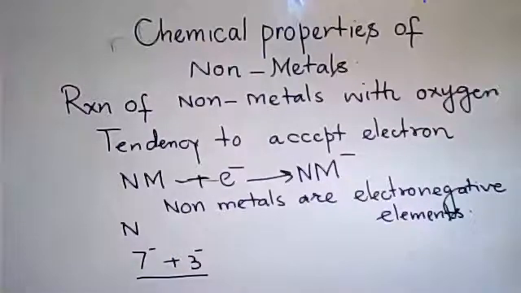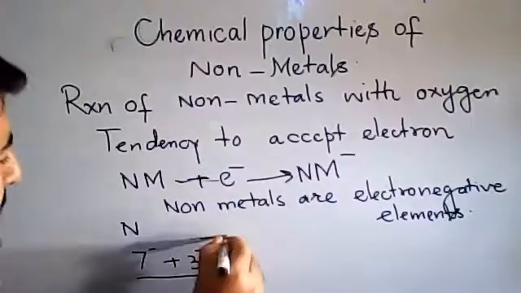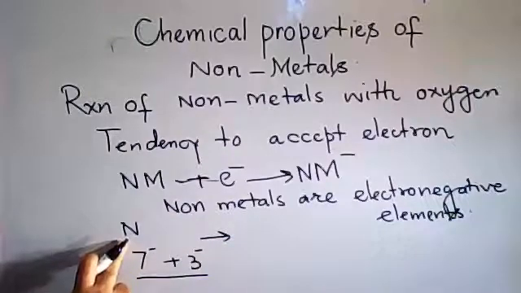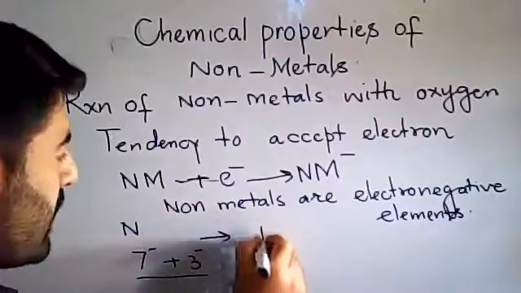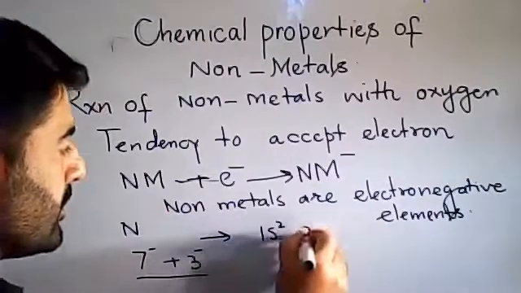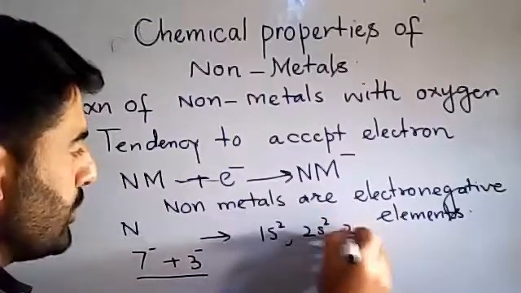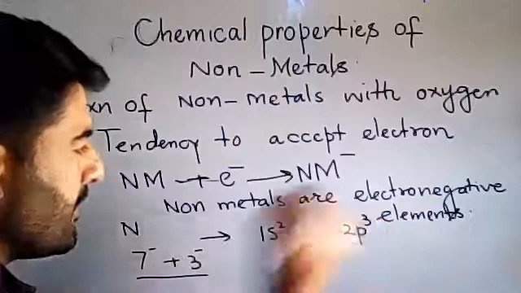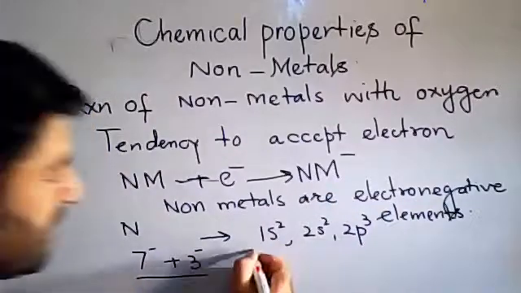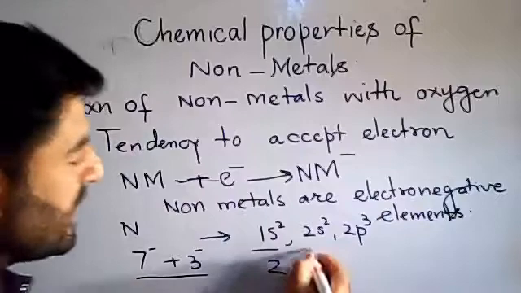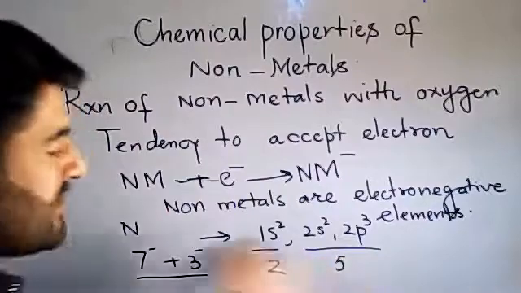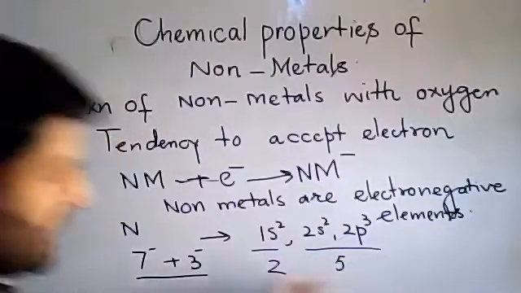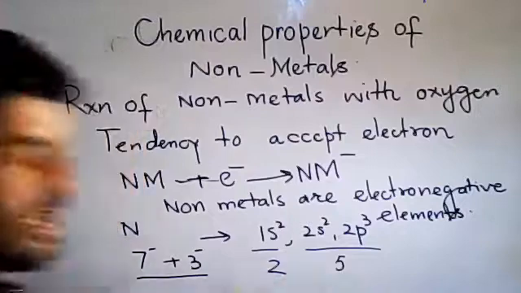So what does octet mean? Octet means having 8 electrons in the outermost shell. So I will try to write the electronic configuration of nitrogen. So nitrogen is having 7 electrons. So I will write 1s2, 2s2, 2p3. Okay, dear? So what is electronic configuration? In first shell, there are 2 electrons. In second shell, there are how many electrons? 5 electrons. 2 and 5 is 7. So it will complete its octet after gaining 3 electrons.